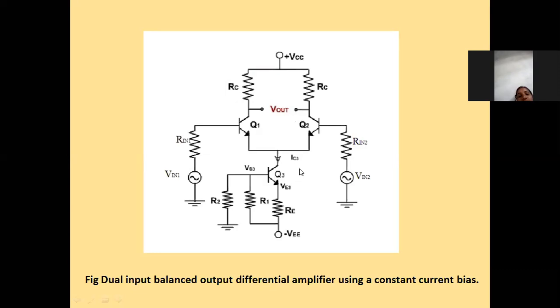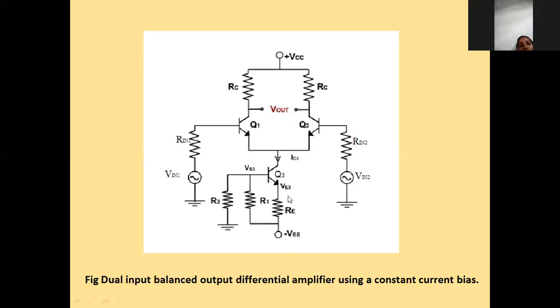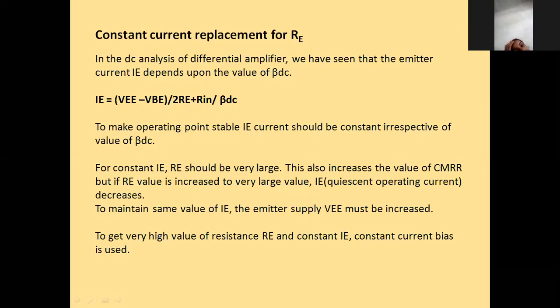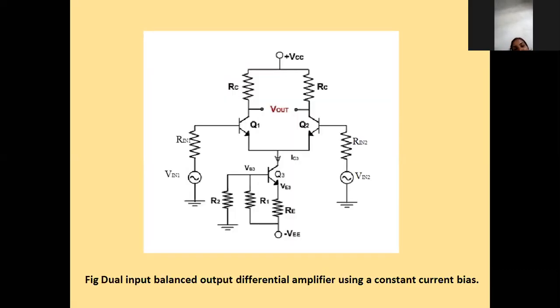And if it should be the same, then the biasing source we are using should be a common source, and the circuit configuration we are selecting should be a voltage divider biasing scheme. If we are using a voltage divider biasing scheme, it is observed that the same amount of voltage is given to transistor Q1 and to transistor Q2, and because of this we can get a constant current replacement for RE.